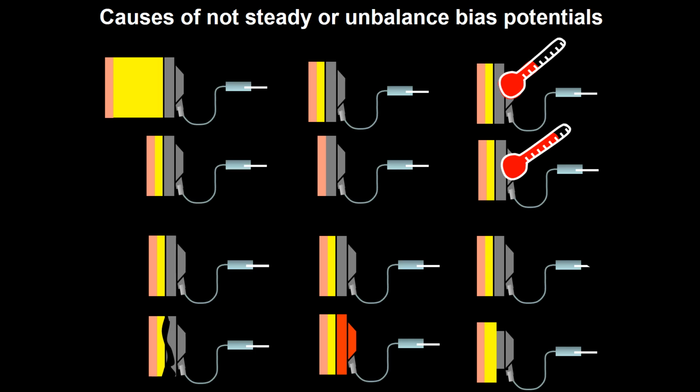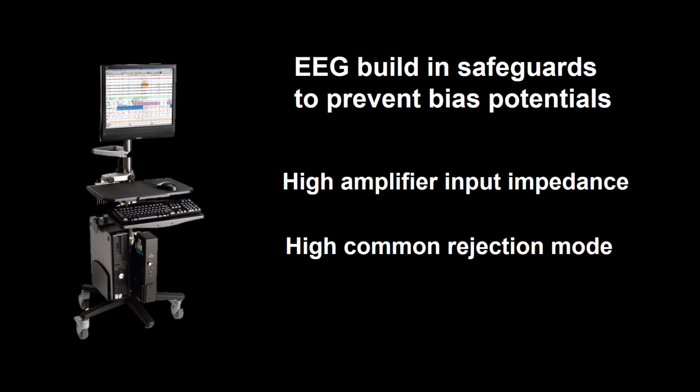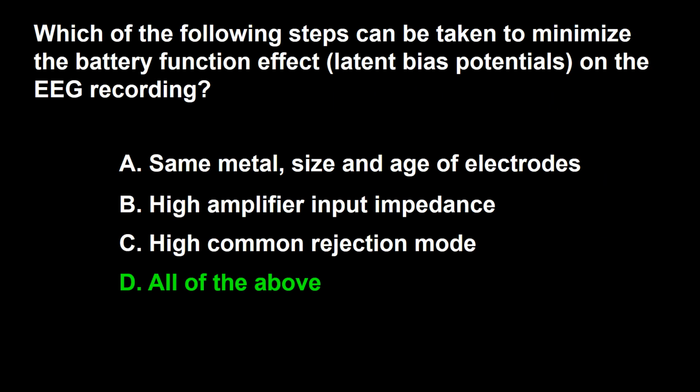We already looked at this figure as causes of bias potential. Every possible step should be taken to eliminate these sources of bias potentials. But in addition, it is also important to consider the built-in EEG safeguards that prevent electrode artifacts. Most importantly, high amplifier input impedance and high common rejection mode. So the answer is D, all of the above.